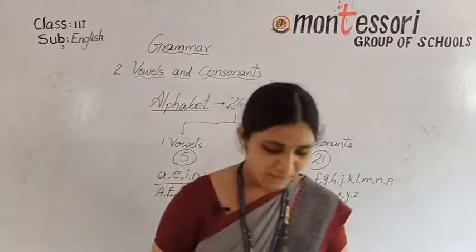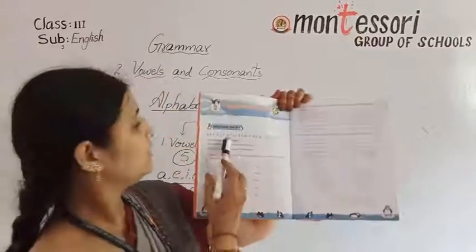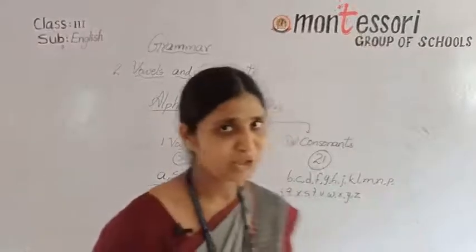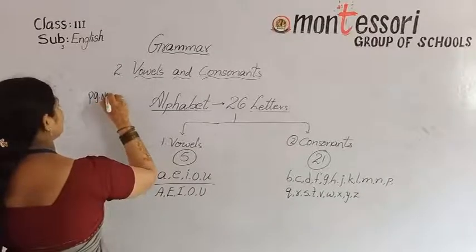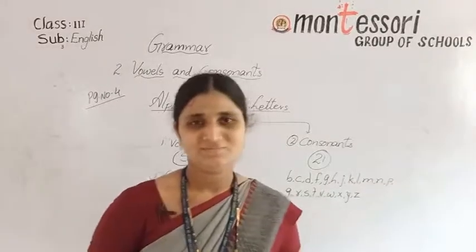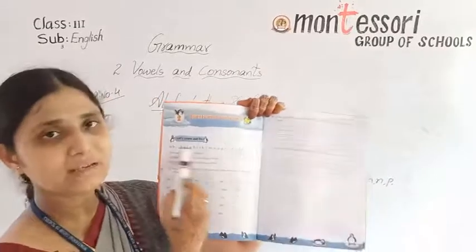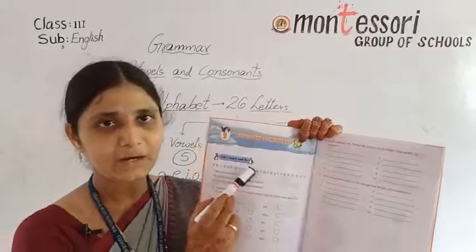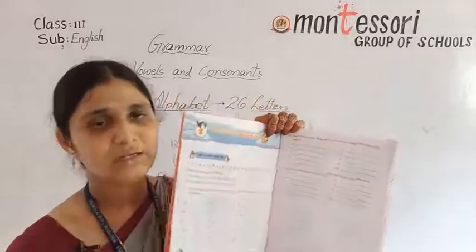Okay, my dear. Now, look into the textbooks. Take your grammar book, open page number 4. Sorry, I haven't mentioned the page number here. Open page number 4. So now, here, small letters are given and these vowels are in red color. See, some red letters are given in the alphabet.